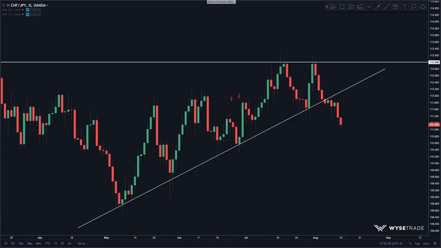Here in the daily, we had a double top followed by a break of support and the trend line, which is another bearish signal. So here is another tip and something we use from time to time, which is the 12-hour time frame, as it represents half a day.